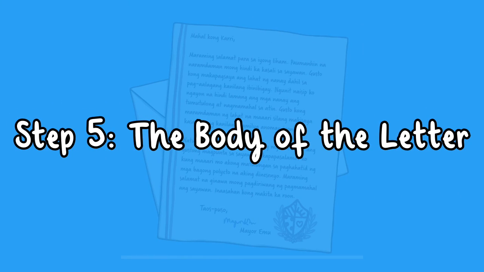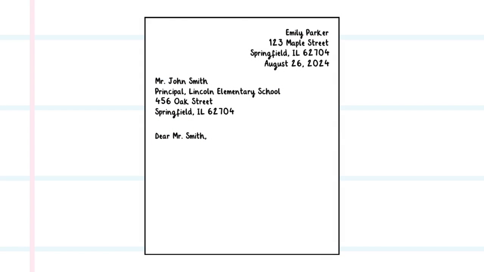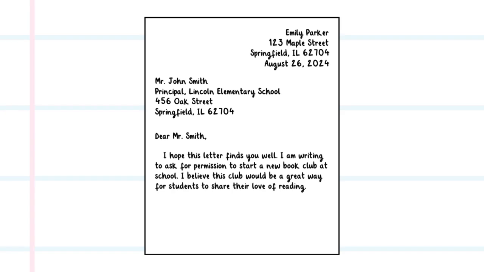Step 5. The body of the letter. This is the main part of your letter where you explain why you're writing. Be clear and polite. For example, I hope this letter finds you well. I am writing to ask for permission to start a new book club at school. I believe this club would be a great way for students to share their love of reading.